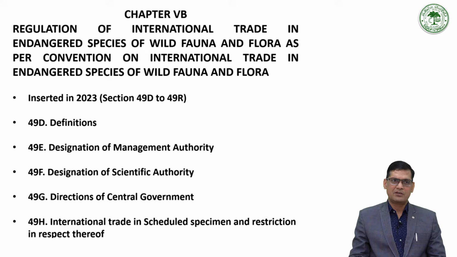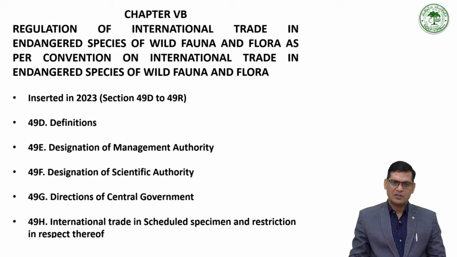Designation of Management Authority. The central government shall by notification designate an officer not below the rank of an Additional Director General of Forest as the management authority for discharging the functions and exercising the powers under this Act. The management authority shall be responsible for issuance of permits and certificates for trade of scheduled specimens in accordance with the convention, submission of reports, and shall perform such other functions as may be necessary to implement the provisions of the convention.